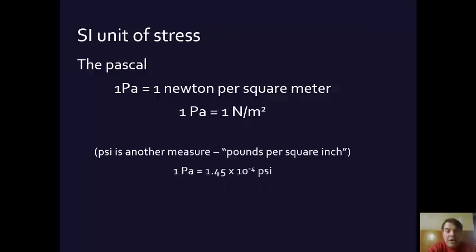So a Pascal is 1.45 times 10 to the negative fourth PSI. So we might say that a PSI is about 7,000 times bigger than a Pascal. It's less than 7,000. It's like 6,895 or something like that, but it's close to 7,000. So this has been a brief introduction to stress and strain as it relates to pressure and the resultant change of shape of something, stress and strain.